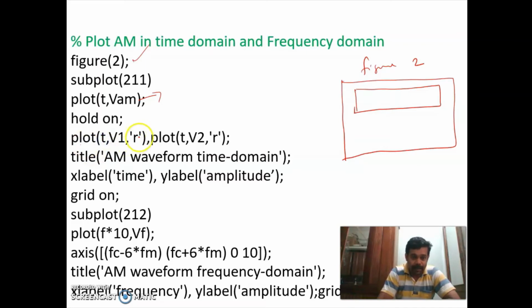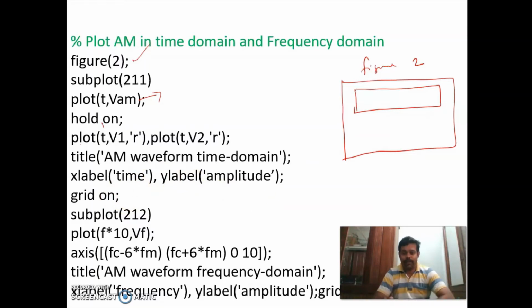Plot t comma v1 comma r. This r means your plot will be coming in red color. Okay, this is your x-axis, this is your y-axis. This t is x-axis, v1 is upper envelope, and your upper envelope will come in red color. R means this plot t comma v2. V2 is your lower envelope, and it will also come in the red color. Then you'll be giving the title as AM waveform in time domain, then X label time, Y label amplitude, then grid on. Okay.